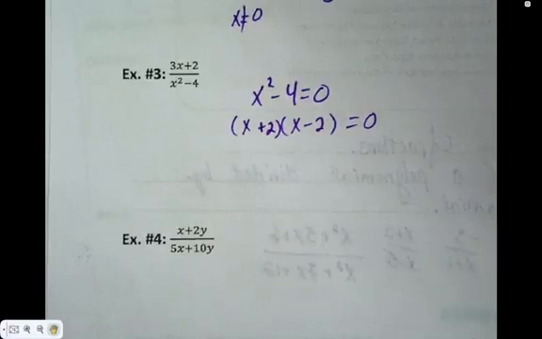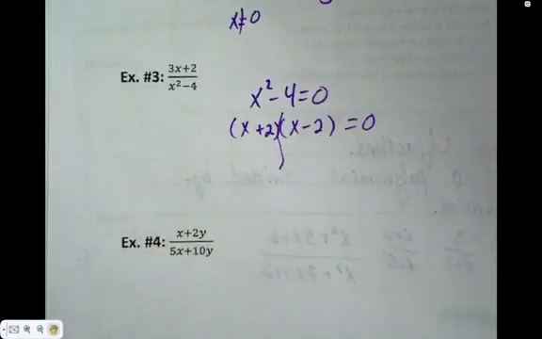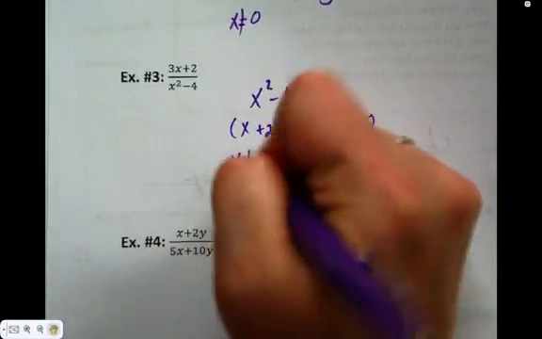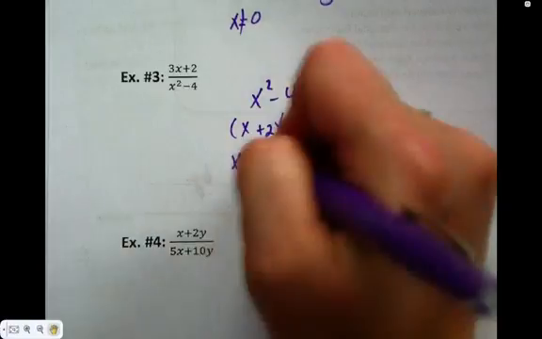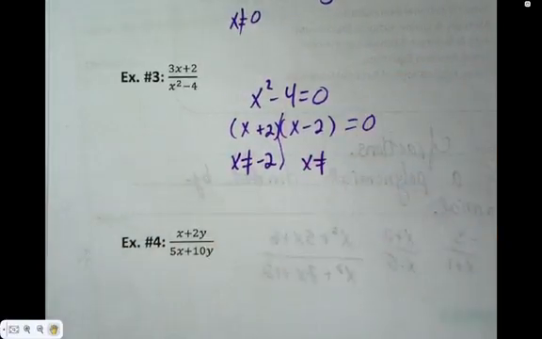What do we do after we factor? Split and solve. So for the first binomial, x cannot be... And the second binomial, x cannot be 2.